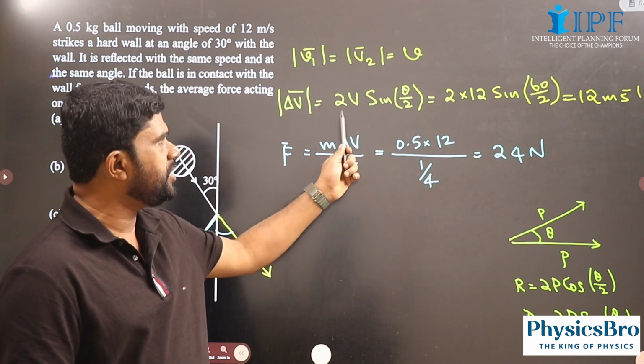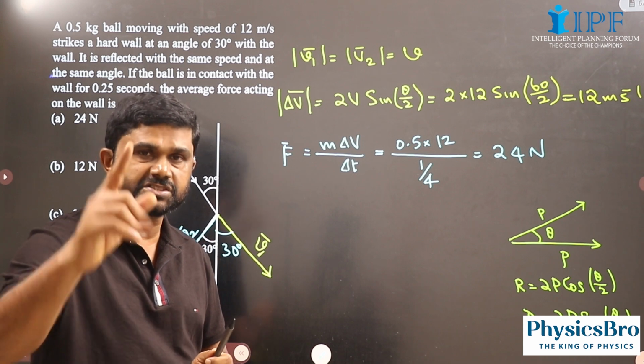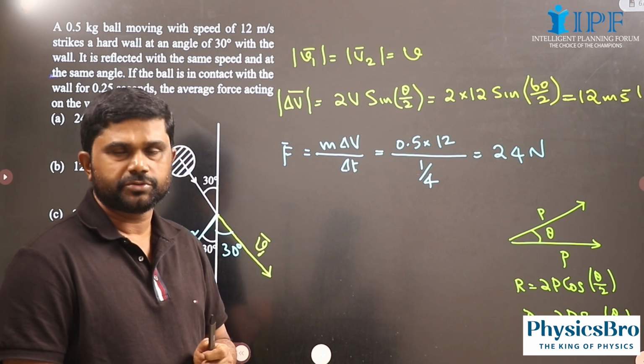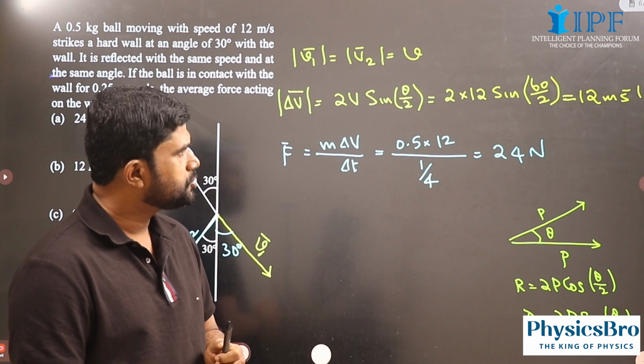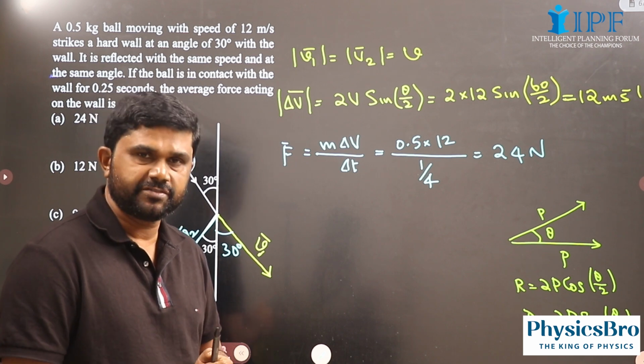Okay, so it will be 2v sin theta by 2. Theta we have got 60. So sin 60 by 2, that is sin 30, and sin 30 is 1 by 2. So it will be 12 meter per second change in velocity.